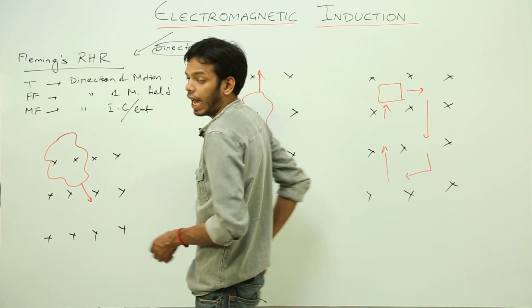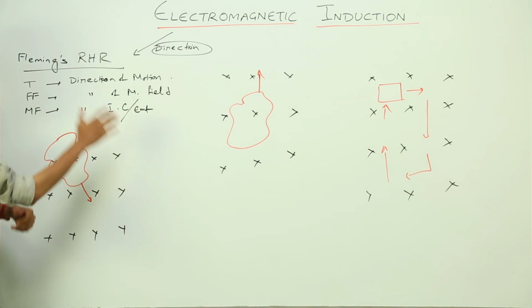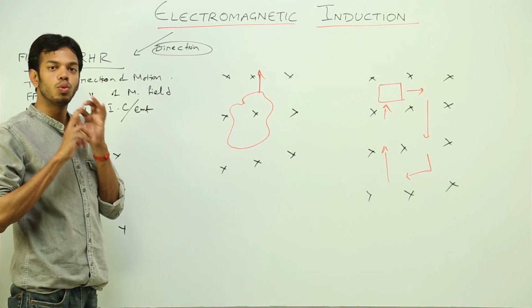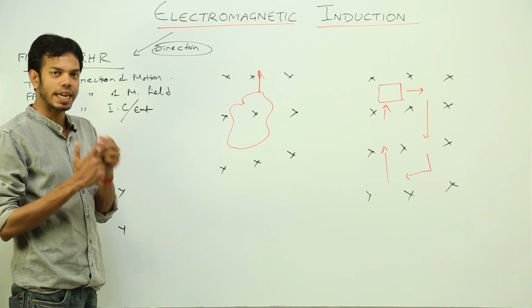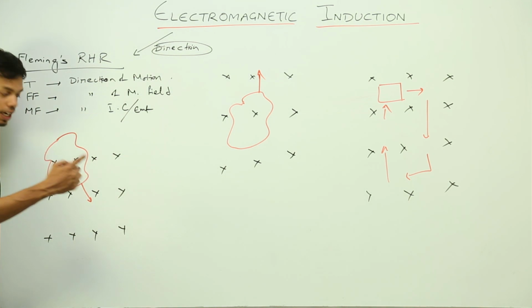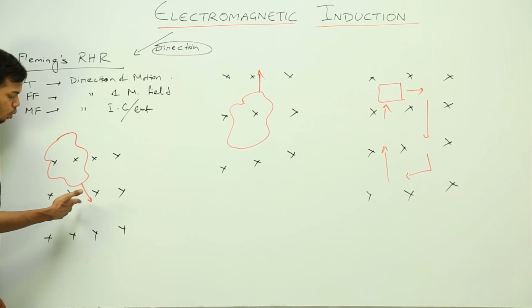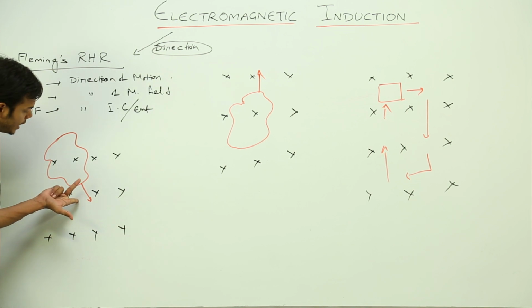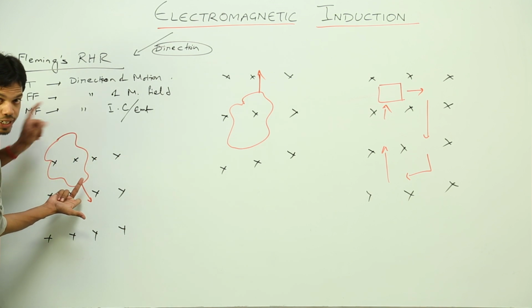First of all, I have to use the right hand. So what is the rule? Motion, field, current. First of all, point towards the magnetic field, not the motion. Set the motion later on. First the magnetic field. My magnetic field is vertically inwards like this. Then motion is this side. That means the direction of flow of current is in this direction. What is this direction? This is clockwise direction.